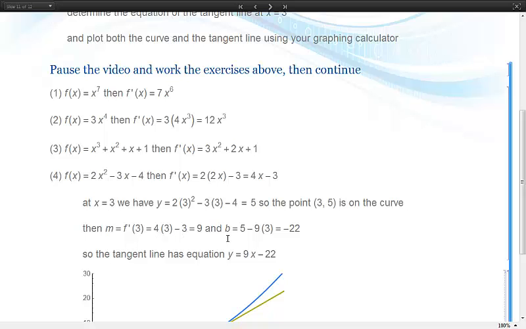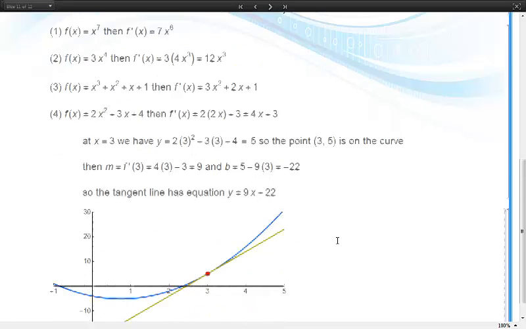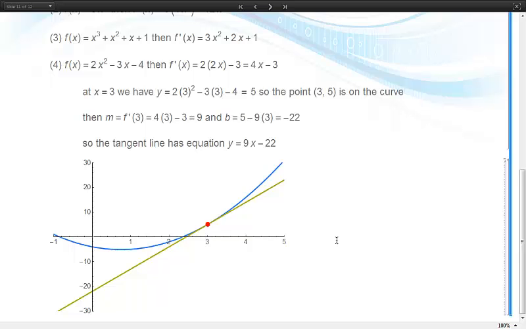And I can get the corresponding intercept using my point. y minus mx gives me negative 22. So the tangent line has equation 9x minus 22, and if you plot them, they should look about like that. At 3, the curve has height 5, so that point is the point 3, 5. The slope of the line is 9, we found using the derivative evaluated at 3, and the y-intercept is minus 22, and there it is right there.